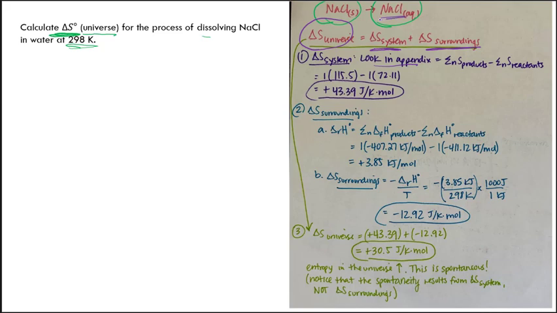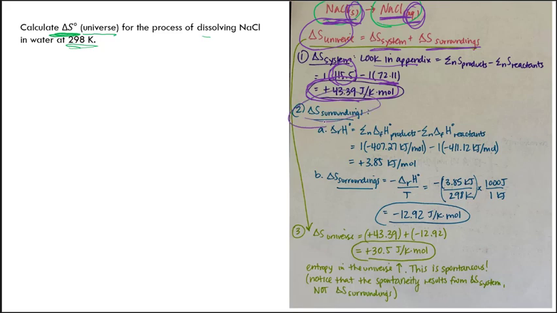Products minus reactants. There's 1 mole of products, and if we look up NaCl aqueous form, I have an entropy value of 115.5. Minus sodium chloride in solid form has a value of 72.11. So products minus reactants, I have an entropy for the system of 43.39 joules per Kelvin mole. That's a positive value. It makes sense. I'm going from a solid to aqueous, so solid to liquid. That is a positive entropy change.